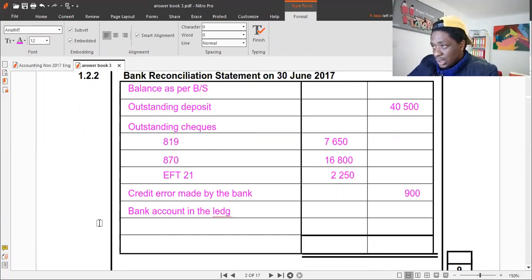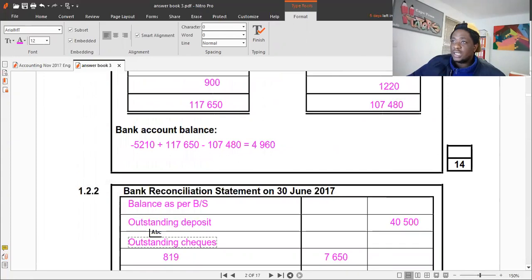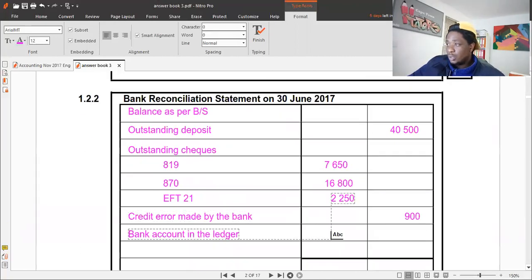Bank account in the ledger. So the bank account in the ledger was a positive amount, and we know that the bank account balance in the ledger, when it is positive, goes into the debit. When it is negative, it goes into the credit. In this case, we have a positive balance, so we're going to put the 4,960 on the debit side.